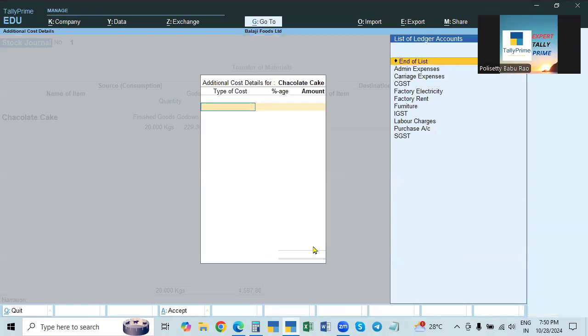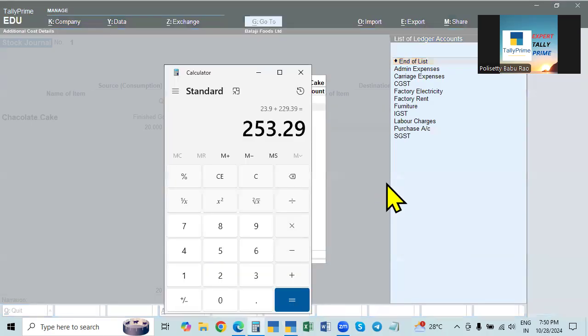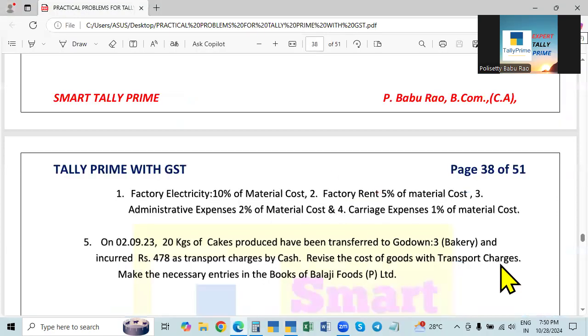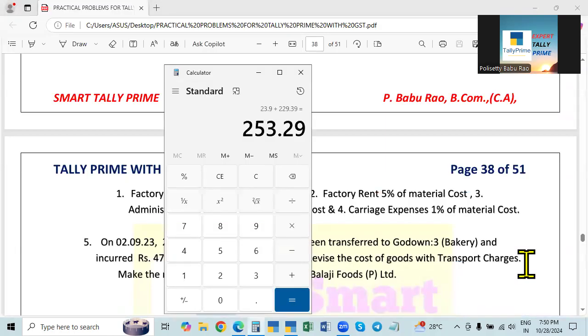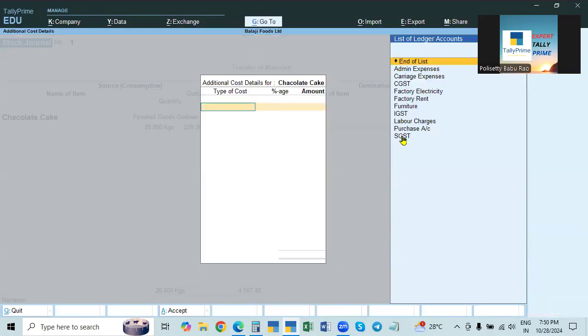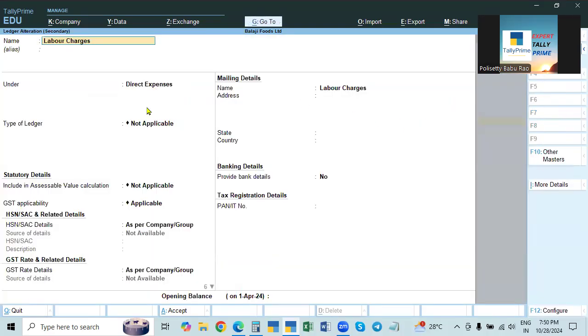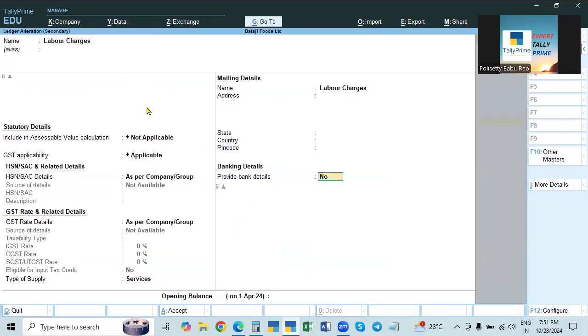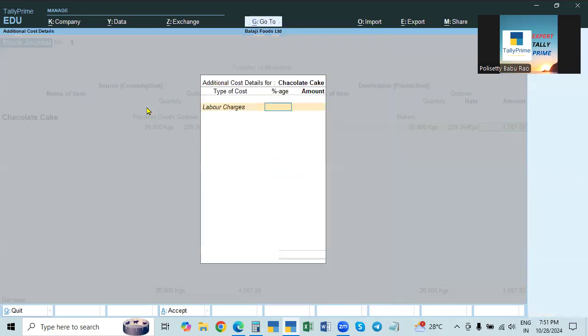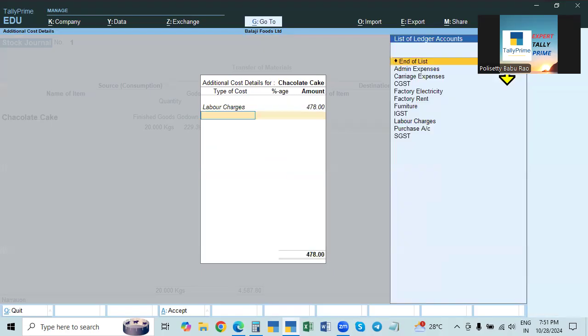So we have made the option there, so additional cost is to be there. What is the additional cost given here? Transport charges, also called carriage expenses. I have created transport charges. This is also a direct expense because it is added to the cost, the value of the goods. Accepted. Here, if it is given in percentage, you take the percentage; if it is given as an amount, you take the amount. 478 rupees. If you enter 478.